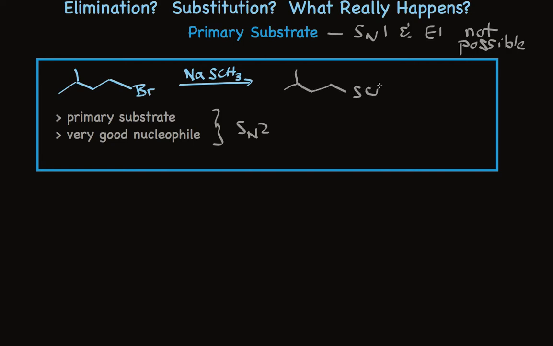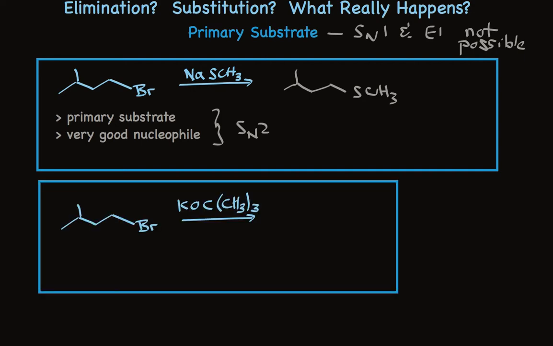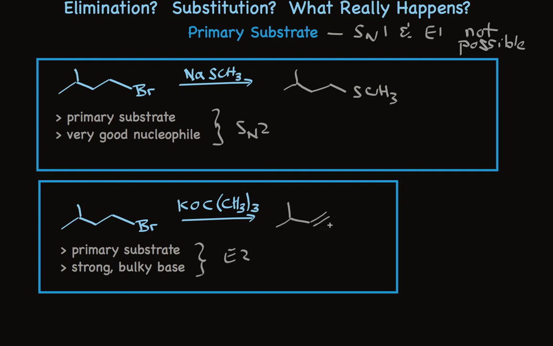Here's the new nucleophile. When we look at this same bromide treated with potassium tertiary butoxide, again, we see that it's a primary substrate, and it's being treated with a strong, bulky base. The bulky base means that it's not a good nucleophile, so we'll see elimination. This has to be E2, so the product's an alkene.